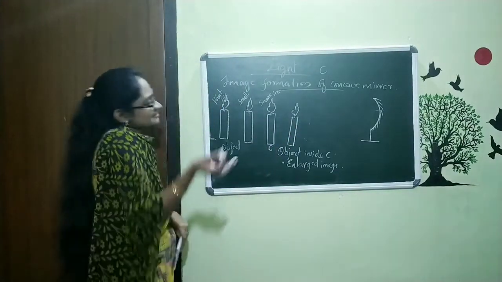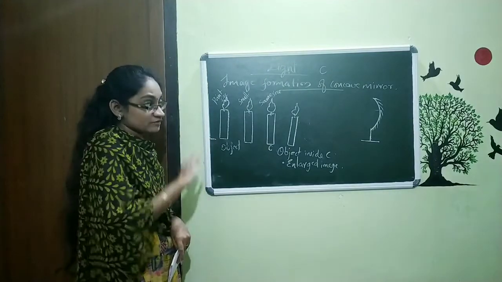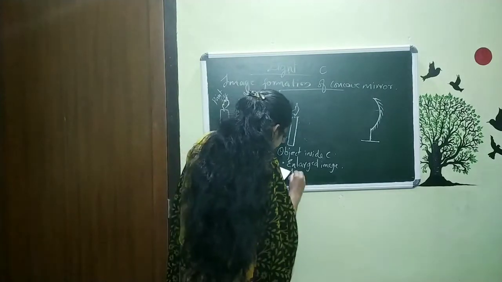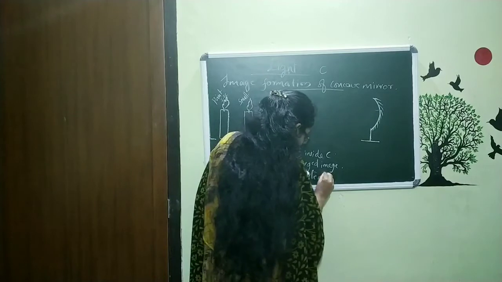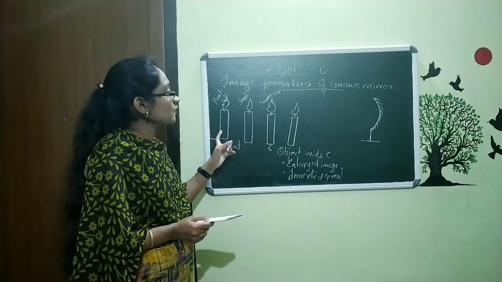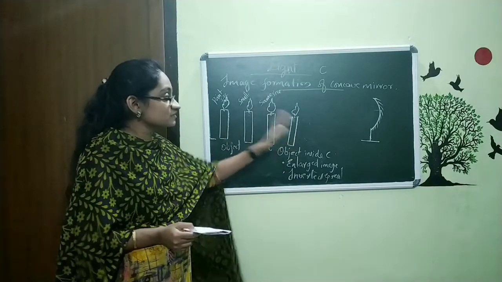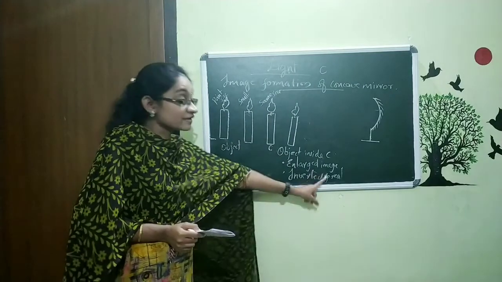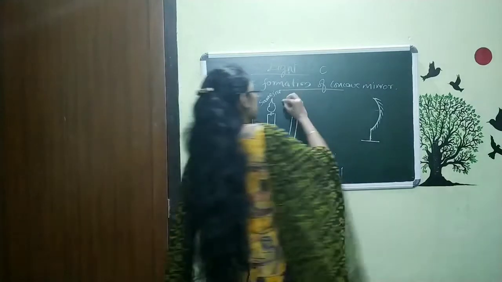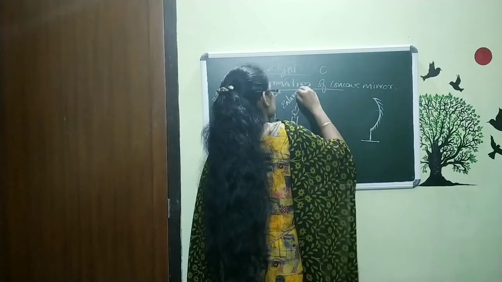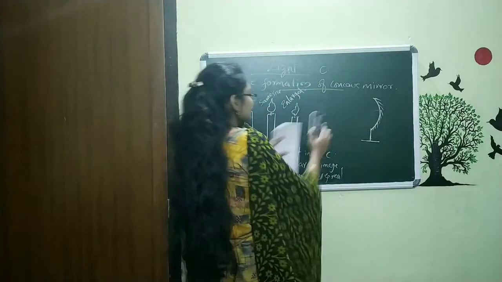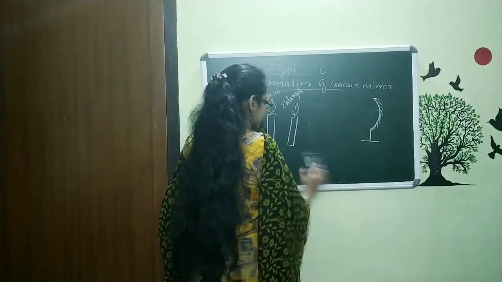And now what about it, is it real or virtual? Is it inverted or erect? That we are going to discuss. This is inverted and real. The image is inverted and real. That means that is the same for these four. All the images we get from these are inverted, real, but the only difference is the size of the image. Here we get enlarged. So I am writing it here. Enlarged.